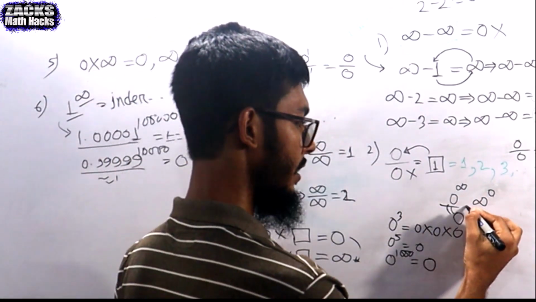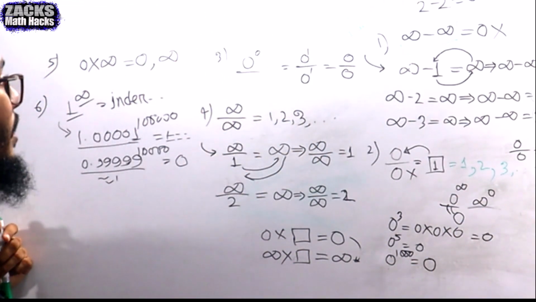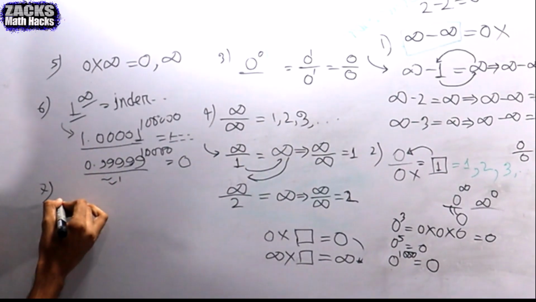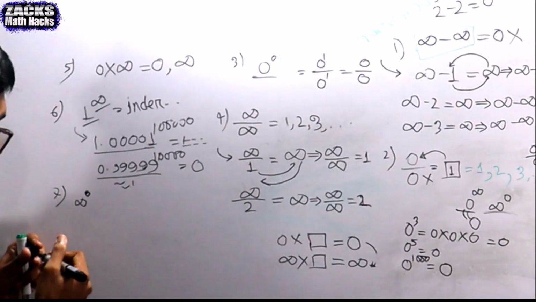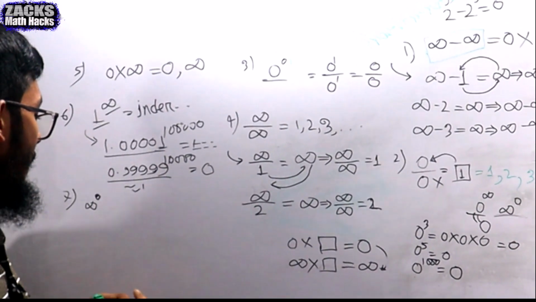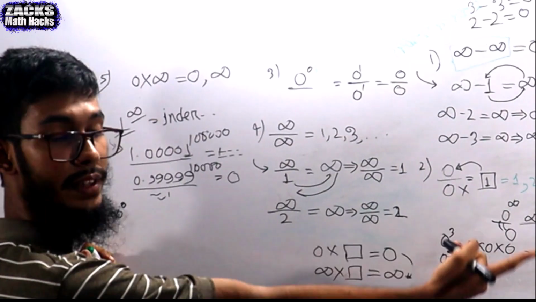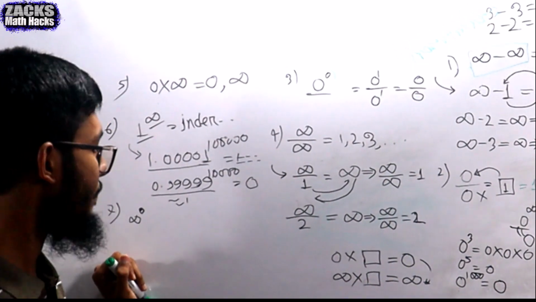Now, focus on this infinity to the power 0. What is the answer? So our expression number 7 is infinity to the power 0. Now, tell me. First of all, let me explain what is the value of infinity to the power 0. We already know 0 to the power infinity means 0. Then what is the value of infinity to the power 0?